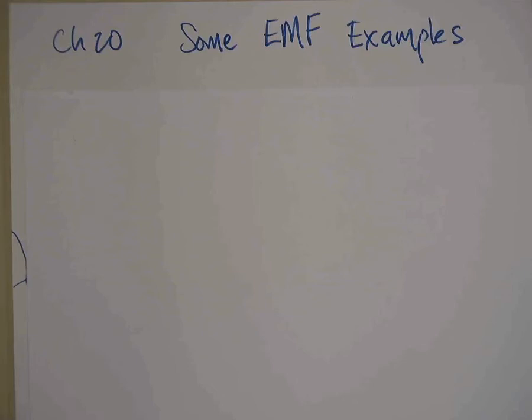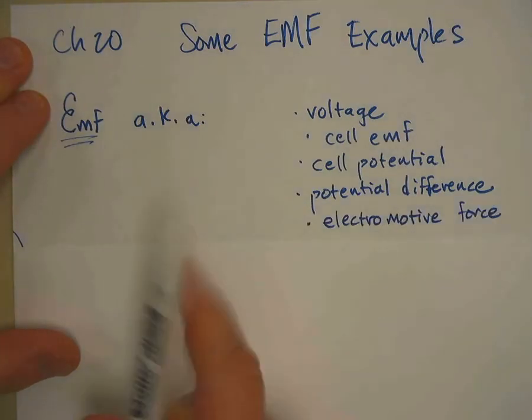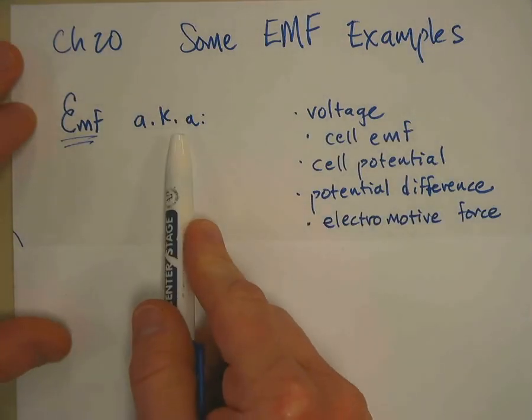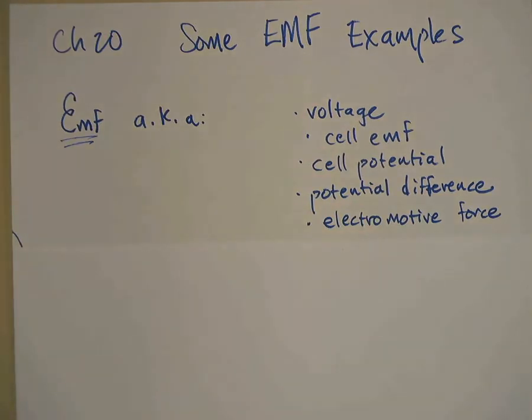Here are 3 examples of calculating cell EMF from chapter 20. First of all, you have to remember that EMF is also known as about 6 different names. And I'll use those interchangeably a lot, and so do a number of questions. And so get the language down before you even try the math.